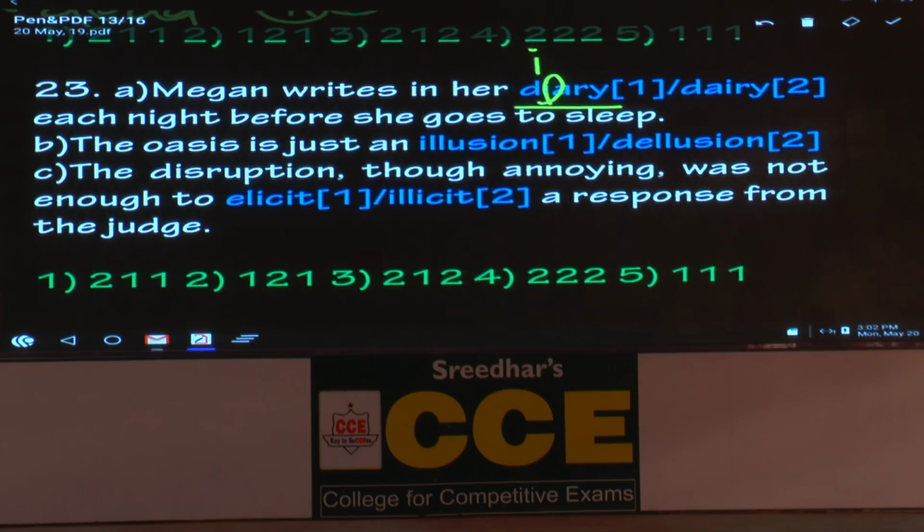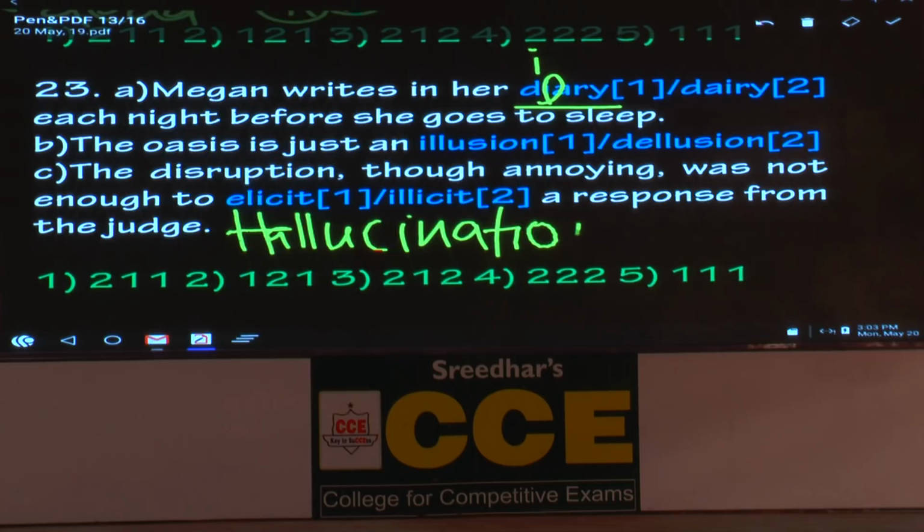And the oasis is just an illusion or delusion. First you write the meaning of the word illusion. Illusion means hallucination. Please write. You all must have seen the movie Arya 2. So Brahmanandam uses this word quite often, hallucination. And also write the word fantasy.